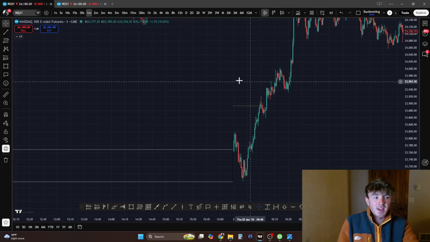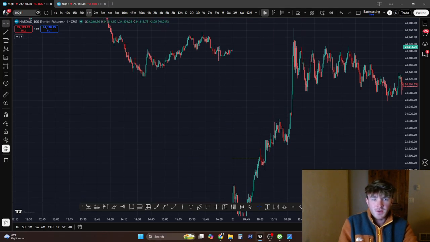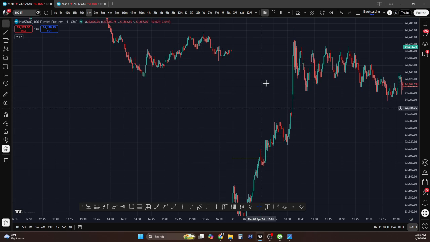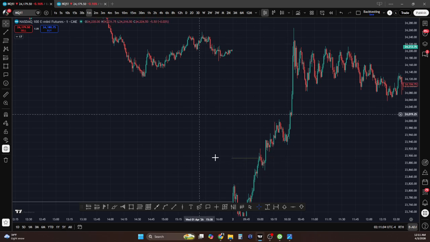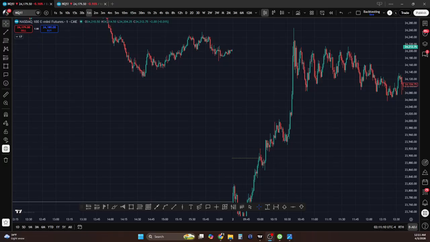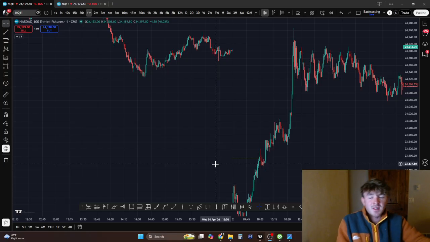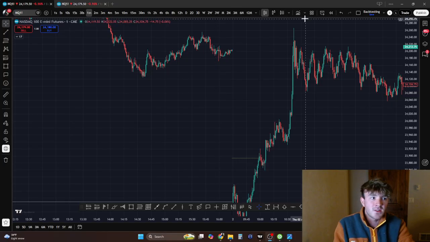Now, once again, with these RTH gaps, if you don't know how to get them, it's the overnight gap. You go down here, click this button, switch it from electronic trading hours to regular trading hours, and the market's going to want to come fill these gaps back in. Go watch my video I made somewhat recently on RTH gaps, where I say how basically it's gonna get sucked back in like a vacuum, right? And you can see that's definitely the case here.